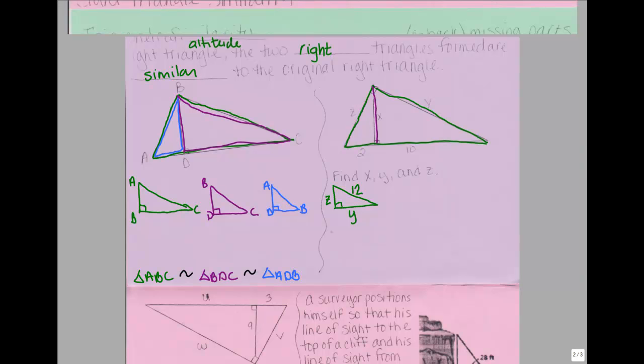And you have your medium triangle, which is X, 10, and Y. And then you have your smallest triangle, which is 2, Z, and X down here. So the easiest thing for you to do is just to solve for X first. It just kind of makes sense. So you need to find your X's.